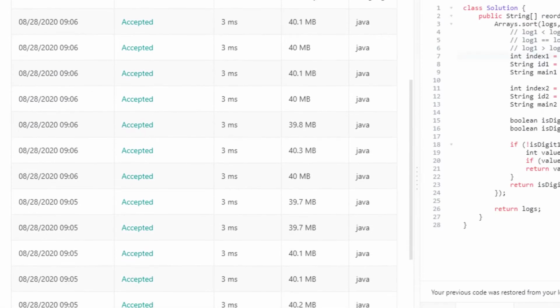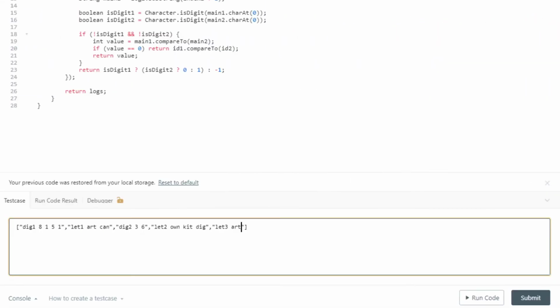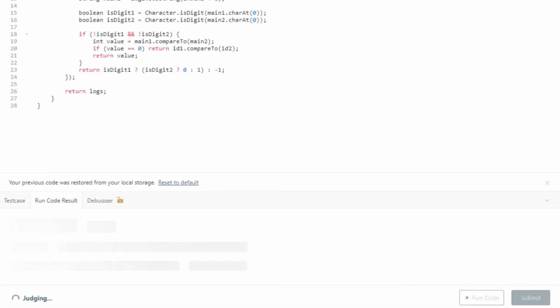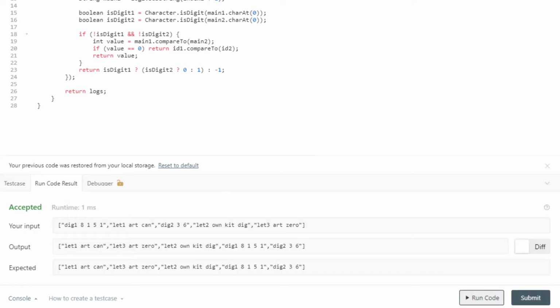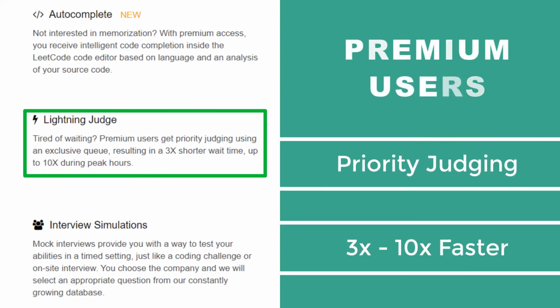The next premium feature is quicker submissions. So this is actually really useful because let's say you're writing your code for whatever problem and you're running test cases on it, you can pretty much spam this button and it will execute your code every time. Since you have premium, you have priority over other people that don't. So you will get responses from their servers a lot quicker.